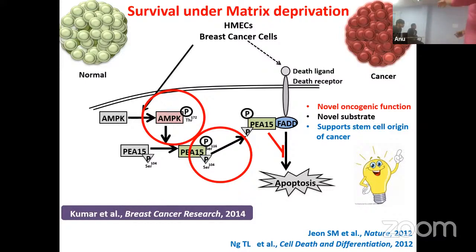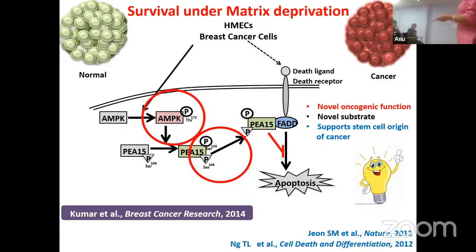AMPK, which, a lot of times, we as scientists are tuned in our mind: anything that promotes proliferation is oncogenic, anything that prevents proliferation is tumor suppressor. But to begin with, I told you that AMPK suppresses because it inhibits tumor. But now what am I showing? It actually allows the cells to survive. So it's a pro-tumorigenic molecule.